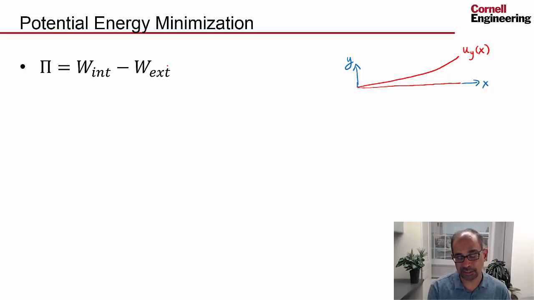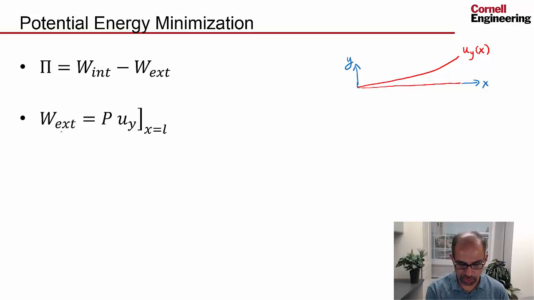Let's take a look at the work done by the external forces first, because that's a little bit easier. So the work done by the external forces can be written this way, and let me explain that. P here would be the load that you apply at the end of your cantilever beam, and that load is going to move a distance equal to that. That's just going to be the value of this at the end of the beam. So that's just the length of the beam.